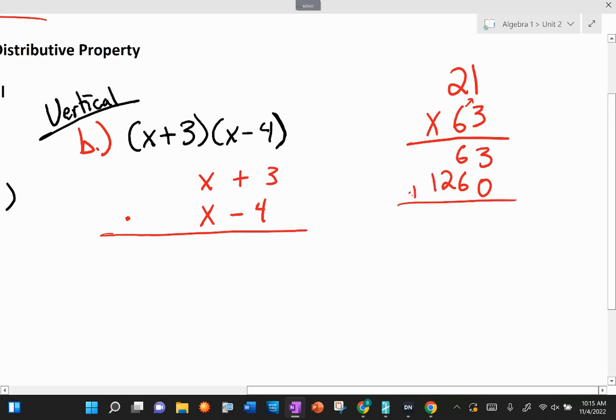Then from here, you just add them together. So you got 3 plus 0 is 3, 6 plus 6 is 12, carry the 1, 2 plus 1 is 3, and then you got a 1. So 1,323.